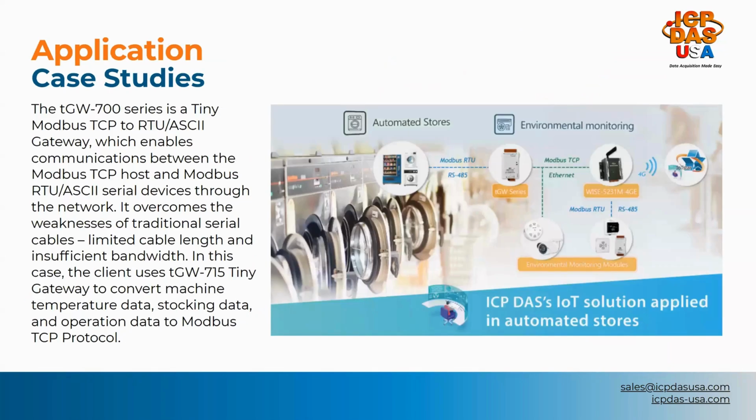The TGW700 series is a compact Modbus gateway that allows Modbus TCP hosts to communicate with Modbus RTU or ASCII serial devices over a network. By using Ethernet instead of traditional serial cabling, it removes limitations like short cable lengths and low data transfer capacity. In this example, the client uses the TGW715 to convert machine temperature, inventory, and operational data from serial format into Modbus TCP, making it accessible over the network for monitoring and control.